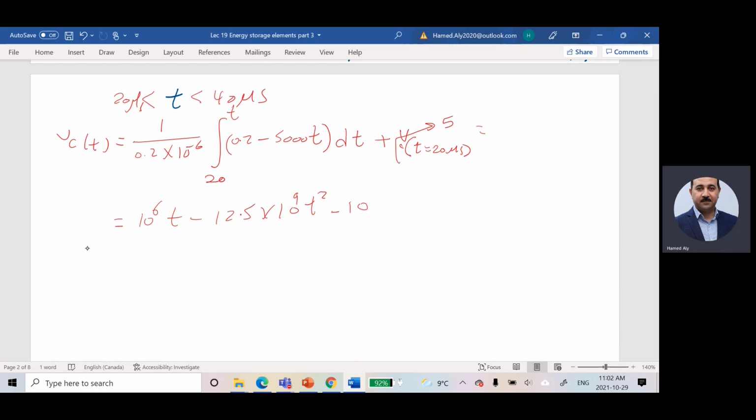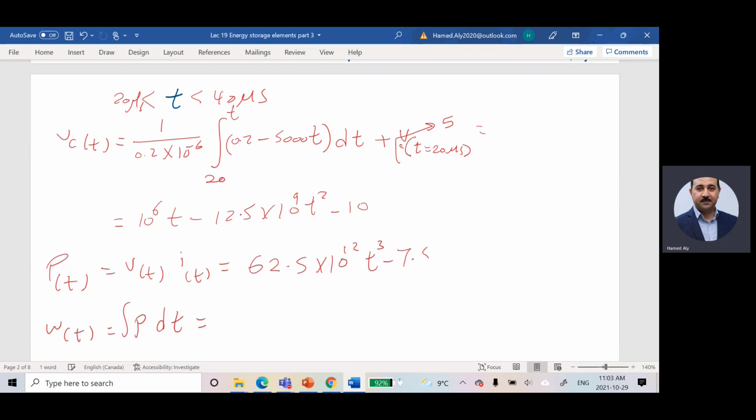Then you will try to find P of t, which is equal to V of t times I of t again. And you will try to find W of t, which is equal to the integral of P dt. So if you try to calculate the value of P, actually P will be equal to 2.5 times 10 to the power 12 t cubed minus 7.5 times 10 to the power 9 t squared plus 2.5 times 10 to the power 5 t minus 2. Please check that.